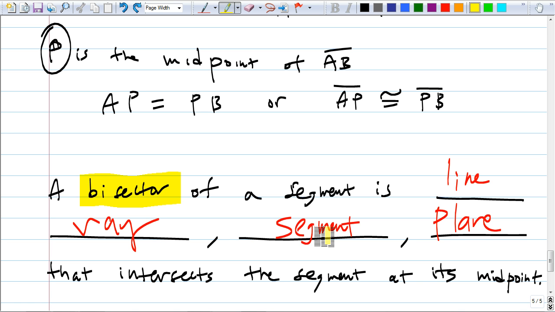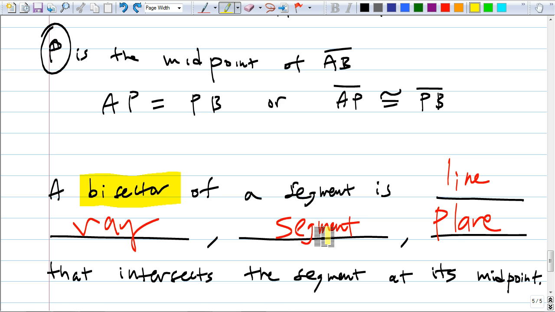Guys, let me ask you this. Can you have a bisector of a line? Is it possible? No. You cannot have a bisector of a line because does a line have a midpoint? No, a line goes on forever in the opposite direction. So does that make sense, guys? So there are four things that could be a bisector, meaning there are four things that could go through the midpoint of a segment. It could be a line, ray, segment, and don't forget the plane.